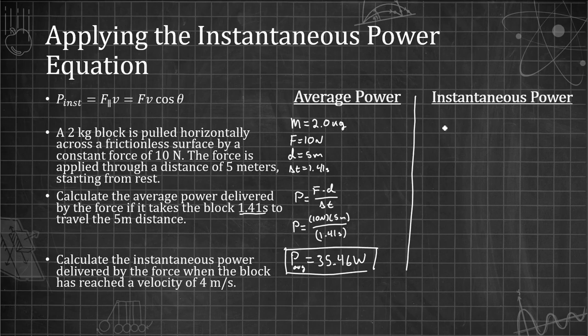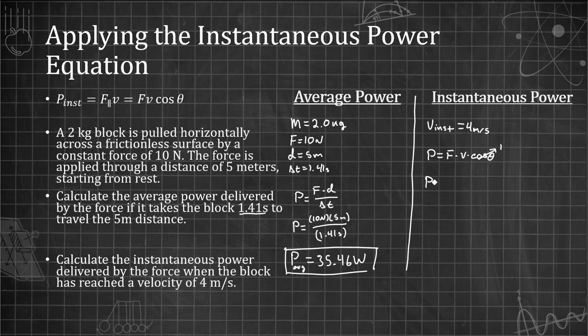And so now somewhere along the motion of this block, it ends up reaching some speed of 4 meters per second at some point in time. And if we want to calculate the power generated by this force at that particular point in time, then we need to use the instantaneous power equation. So we know the instantaneous velocity is 4 meters per second, and all we need to do is do F times V times cosine theta.